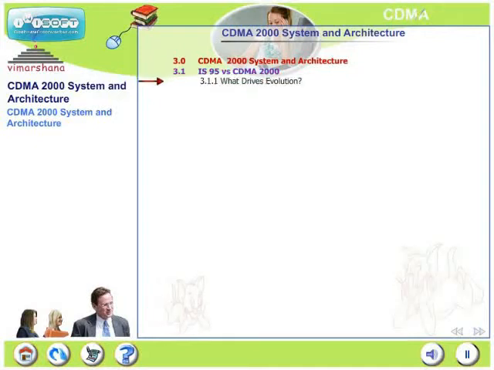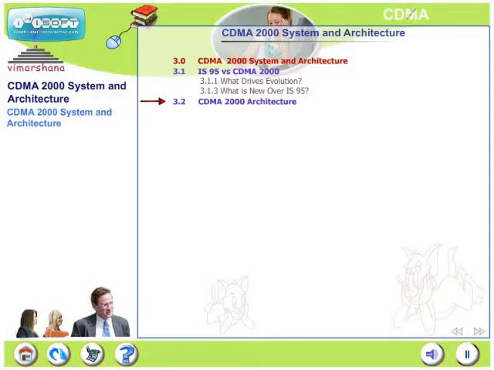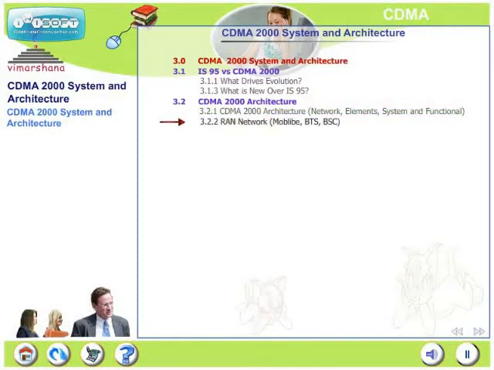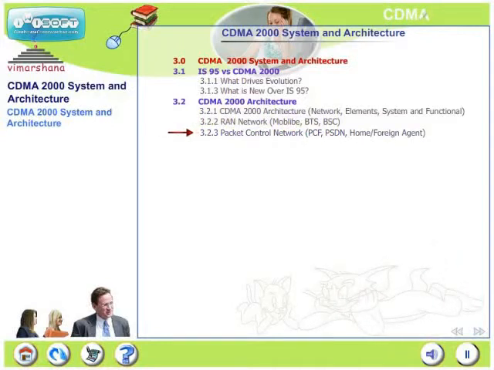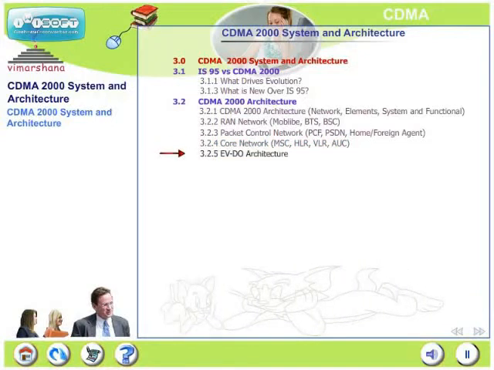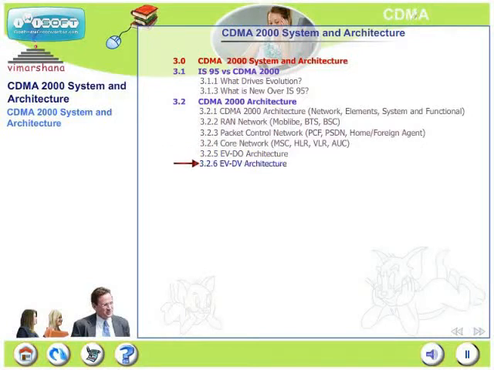What drives this evolution? What is new over IS-95? Then we will deal with the CDMA architecture in detail, the network, the elements, systemic and functional, the RAN network, the packet network, the core network, the architectures of EVDO and EVDV, and also the SMS architecture.